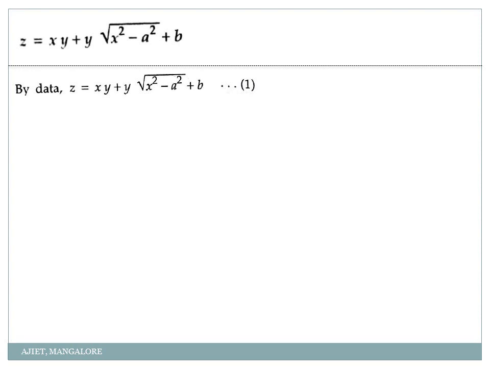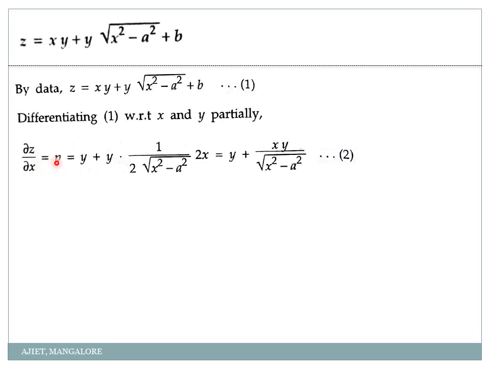Okay, next problem. z is equal to xy plus y into root of x square minus a square, plus b. So my question: can we eliminate one constant directly with differentiation? Yes. Which one? b. Because b does not have any variable, I can eliminate b directly. So I'll differentiate with respect to x and y first. When I do it with respect to x, what will I get?